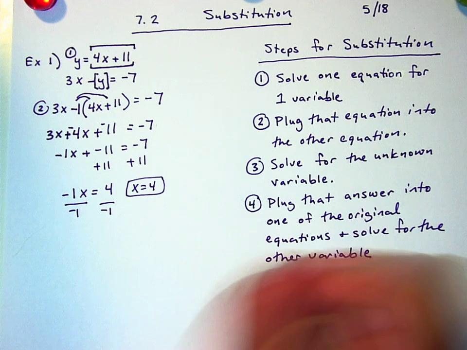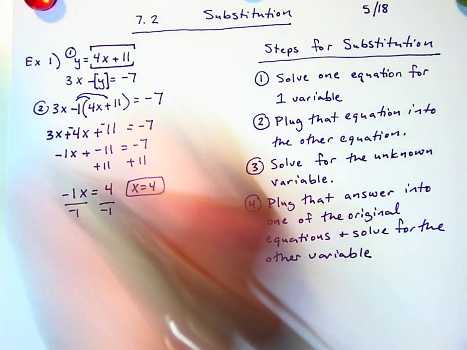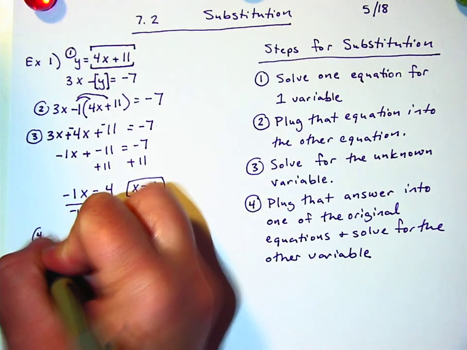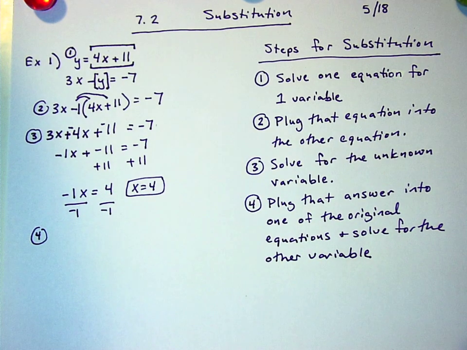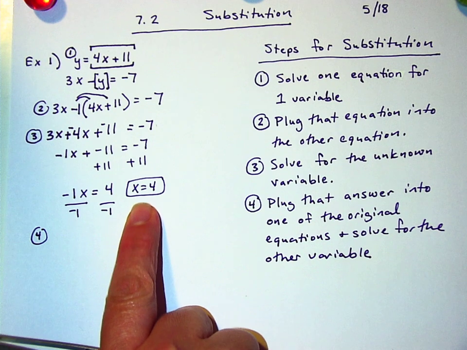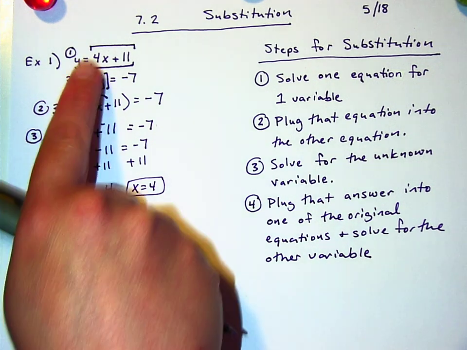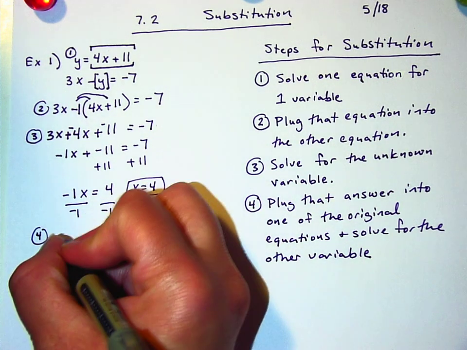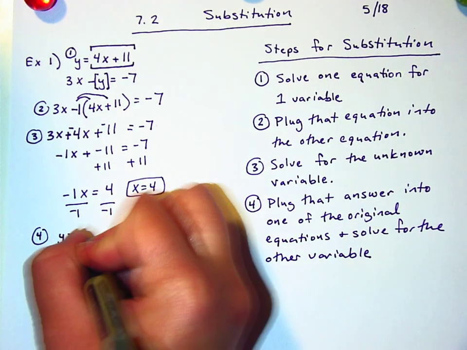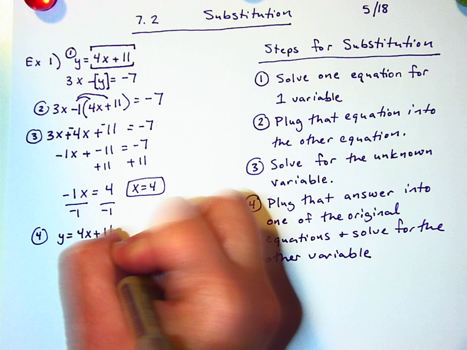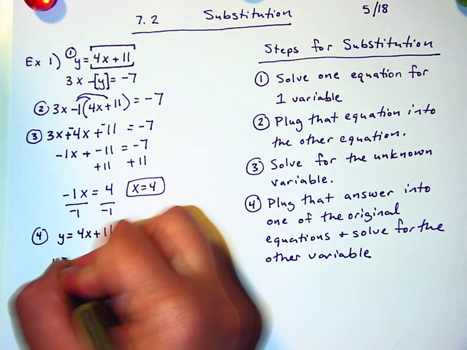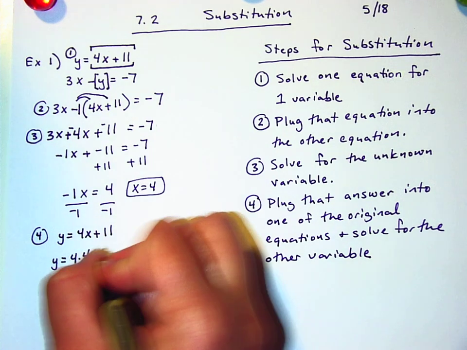Okay. So let's see, this was step 3 where I was solving it. So now it's step 4. So mathematicians are lazy, which means that you should plug this into the equation that you think looks easiest up here. I think the top one looks easier, so I'm going to choose that y equals 4x plus 11 up there. And I'm going to plug in 4 for x. So y equals 4 times 4 plus 11.